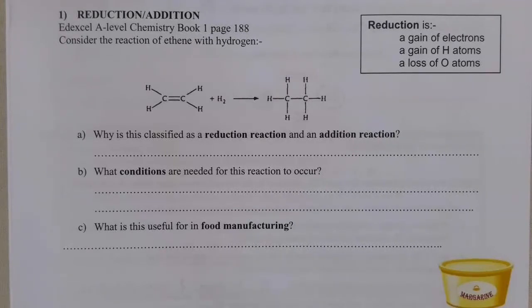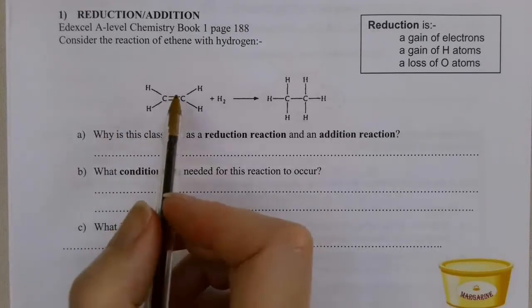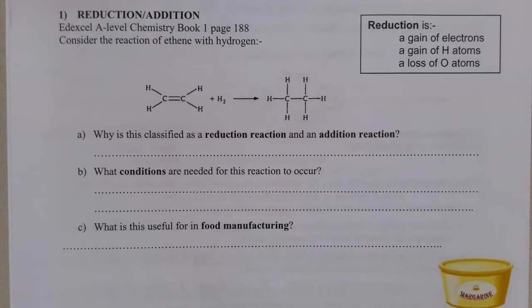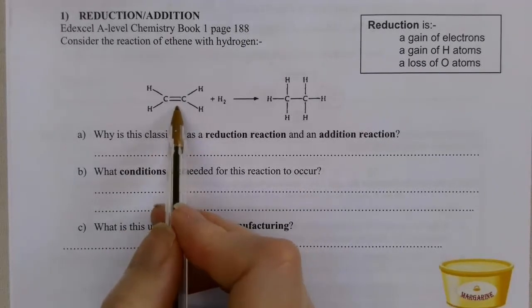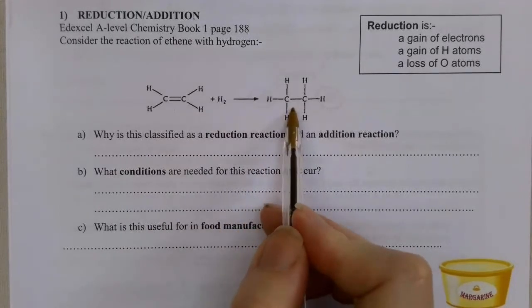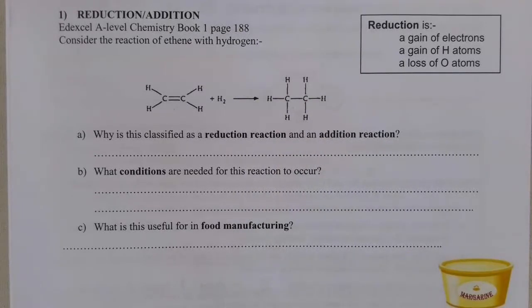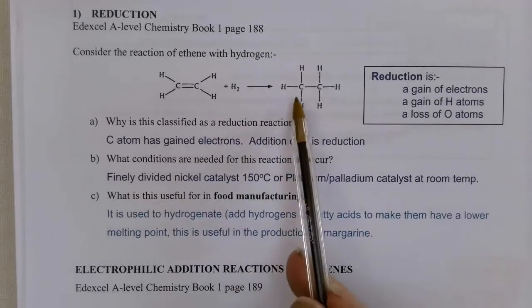This is not an easy reaction to do. It requires either a nickel catalyst at 150 degrees Celsius or a platinum or palladium catalyst at room temperature. However, it's very useful. This would be called an unsaturated molecule, and this is a saturated molecule. That's very useful for food manufacturing in the production of things like margarine, where we can take unsaturated oils and turn them into saturated fats which have a slightly higher melting point, and therefore you can turn an oil into a spreadable margarine. So you need to know this reaction.